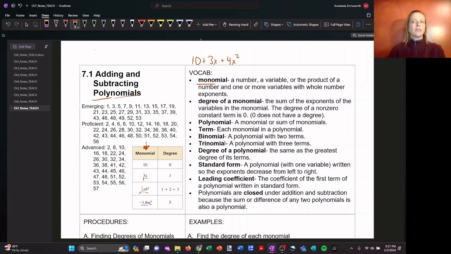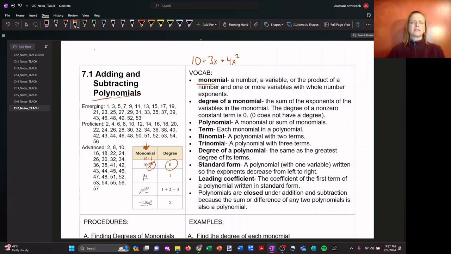Degree of a monomial. This is going to be the sum of the exponents of variables in the monomial. So here, if you look at the monomial 10, there is no variable there. You can actually think of it as there being a variable there, but the variable has the exponent 0. And as we learned last chapter, any number to the 0 power is just 1. So I'm basically just doing 10 times 1, which is, of course, 10. So because that exponent there is 0, the degree of my monomial is 0.